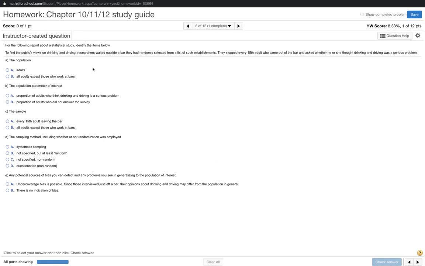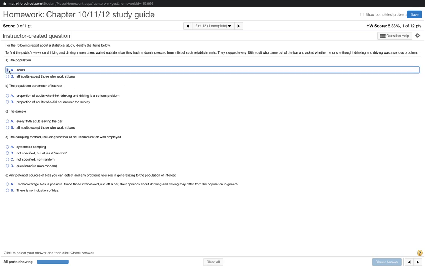Number two, we're doing the same thing. This was the one about asking if drinking and driving was a serious problem. So for the population, our two choices are adults or all adults except those who work at bars. That one makes no sense. So our population again is adults.